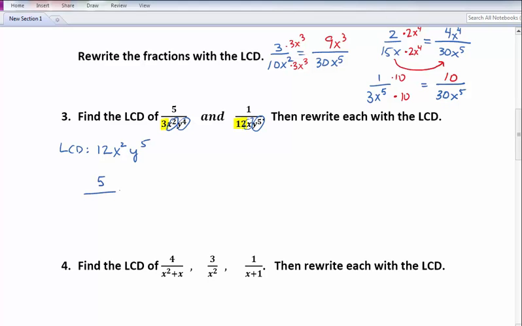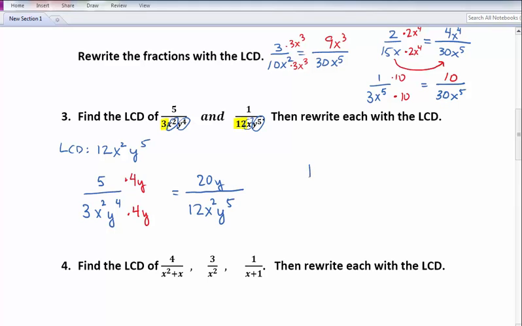And then if I want to rewrite these with the least common denominator, I'm going to just rewrite this denominator as the LCD, and then I go back and figure out what's missing. So to turn a 3 into a 12, I need a multiplier of 4. The x squared is already there, but this is y to the fourth and that's y to the fifth, so I need a y. So I'm going to multiply the top and bottom by 4y, and then that's going to give me 20y over 12x squared y to the fifth.